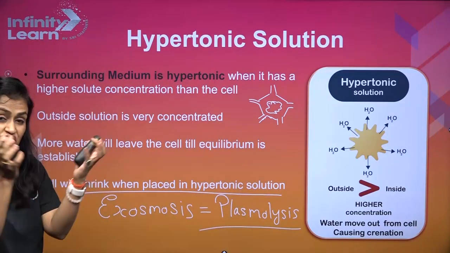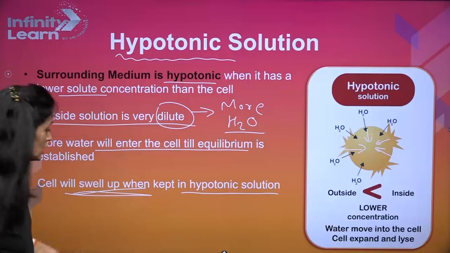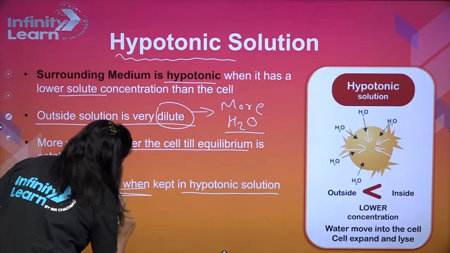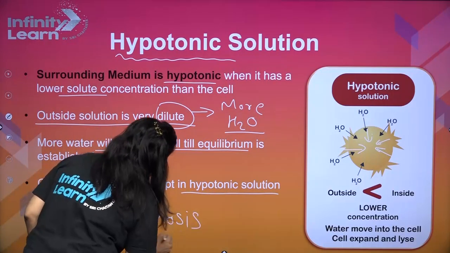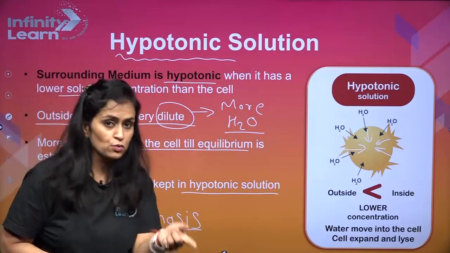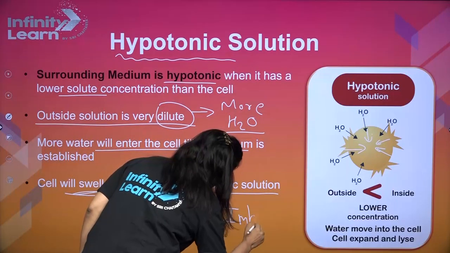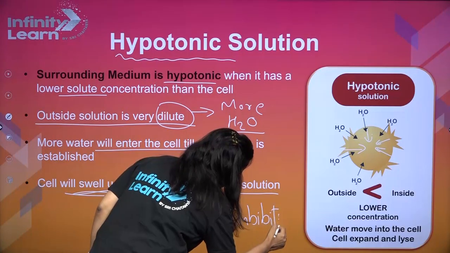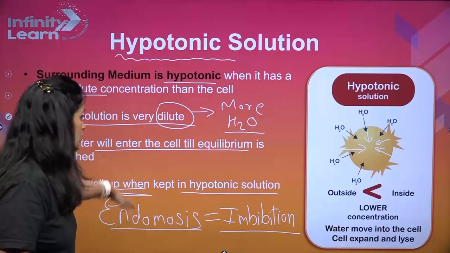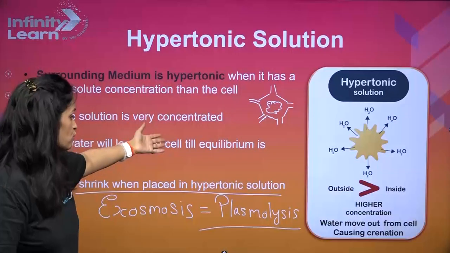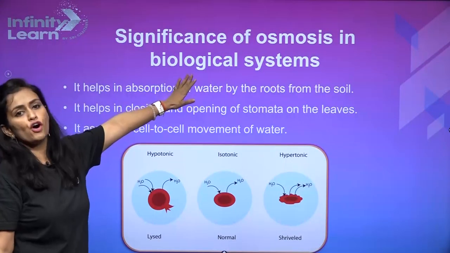Right? Plasmolysis, shrinkage is going to happen. On the contrary, in case of hypotonic solution, here it was endoosmosis. Here we call it imbibition. Remember this, imbibition, endoosmosis. Water is entering inside. Exosmosis, water is moving outside. So plasmolysis, right? Now, what is the significance of osmosis in biology?